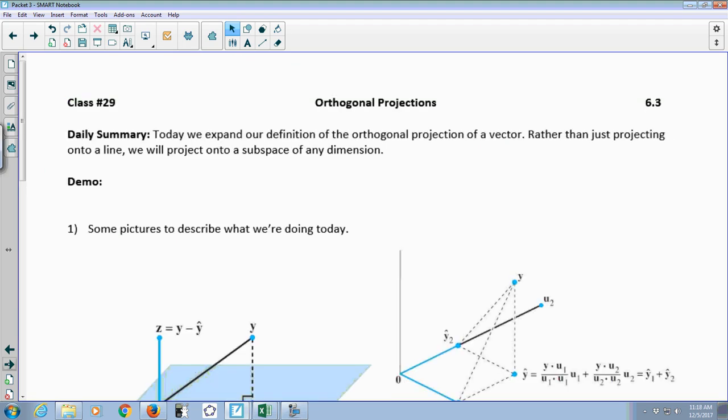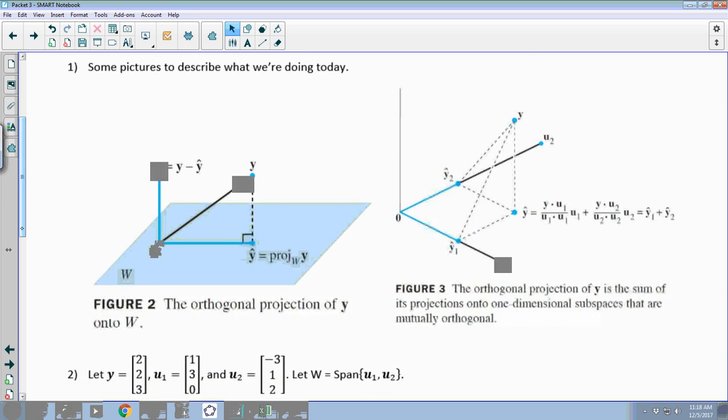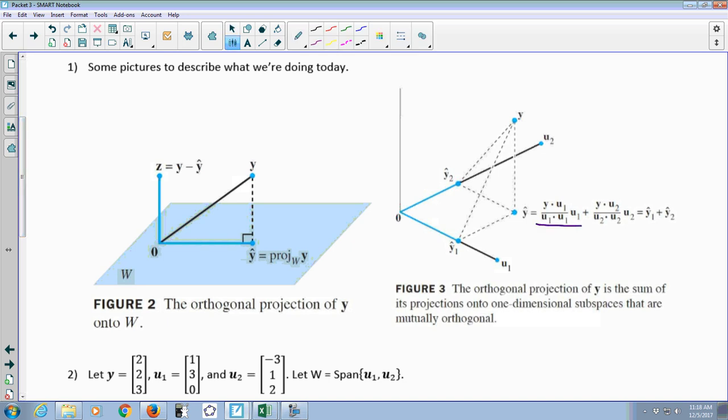All right, so some pictures to describe what we're doing when we're in two dimensions. I want to find y projected onto W, the projection of y onto W. It's known as y hat. It's basically dropping a perpendicular to the plane. And the way we find y hat is this formula that looks just like the way we found it for a line, right? Except you do it twice and add them together now. So U1 and U2 have to be an orthogonal basis for W in order to use this formula.